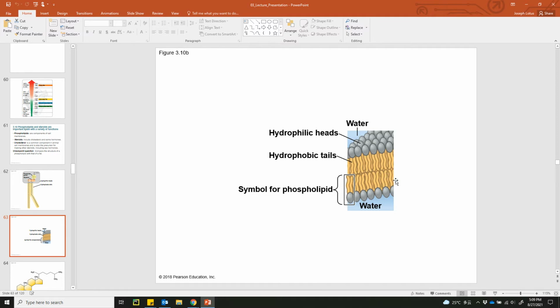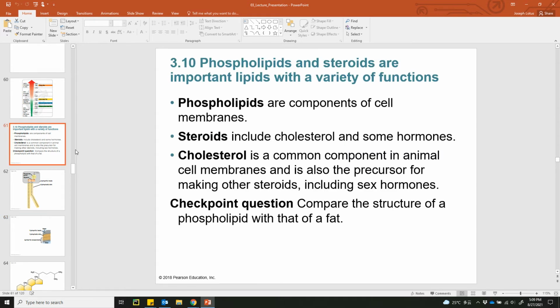They will start to face each other so that the hydrophilic heads can touch the water on the outside of the cell and the inside of the cell, while the hydrophobic tails can face each other so that they only interact with other hydrophobic tails. The hydrophobic tails are nonpolar and they want to be by other nonpolar components. The hydrophilic heads are polar and therefore they like to be next to the polar water molecules.